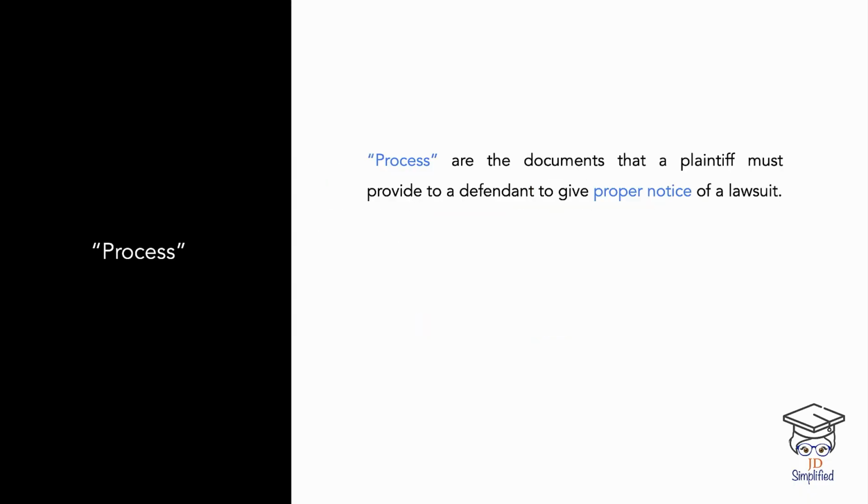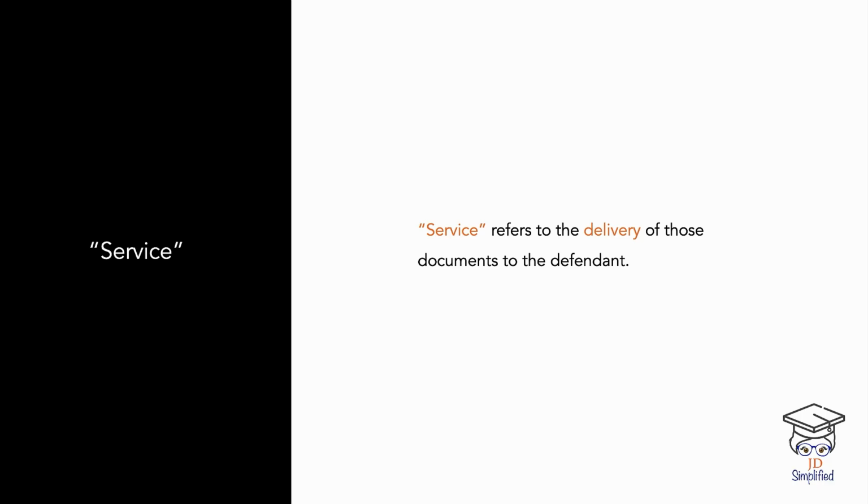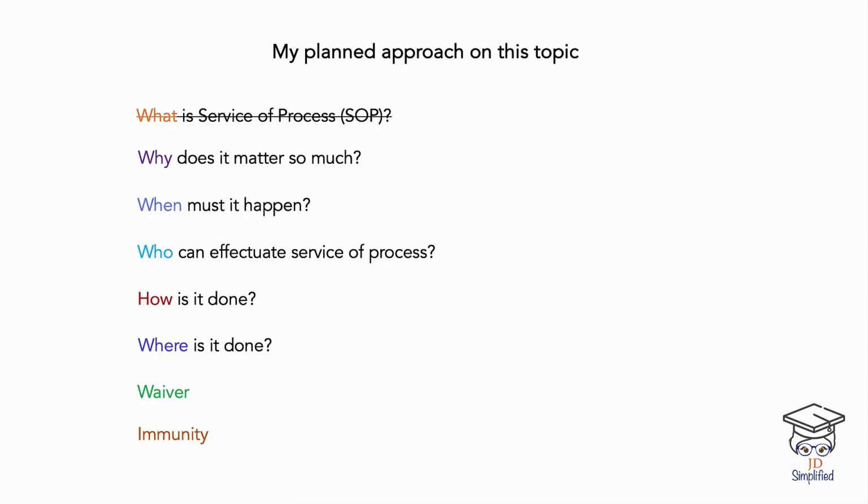Process are the documents that a plaintiff must provide to a defendant to give proper notice of a lawsuit. Those documents are usually, one, a copy of the complaint, and it makes sense, right? A defendant needs to know what allegations are enumerated against her. And two, a summons directing the defendant to respond or appear in court. Service refers to the delivery of those documents to the defendant, the method of delivery. Hence, service of process concerns how a plaintiff notifies the defendant about a pending lawsuit. Done with a definition of service of process.